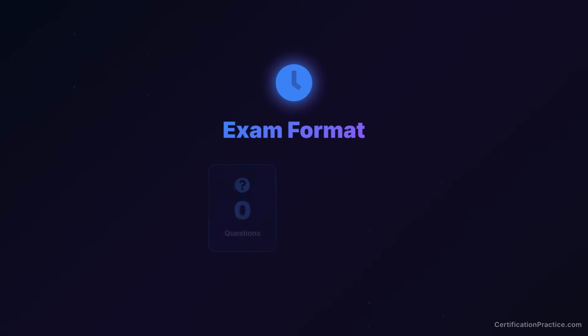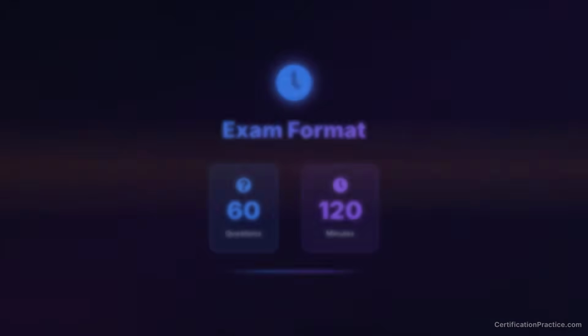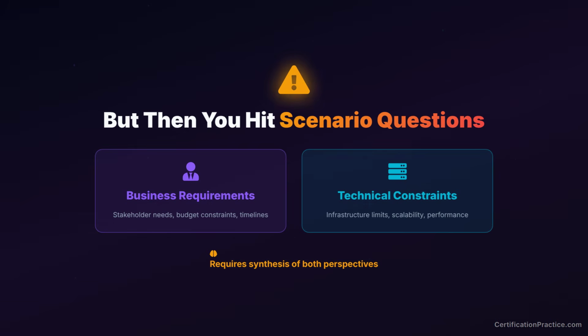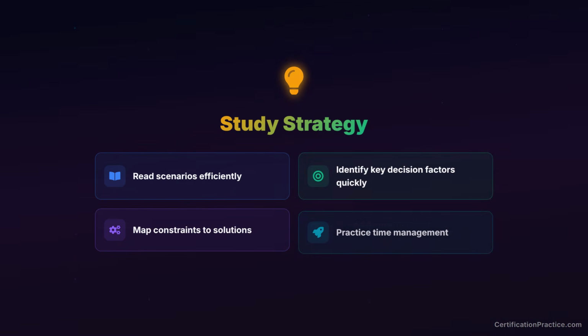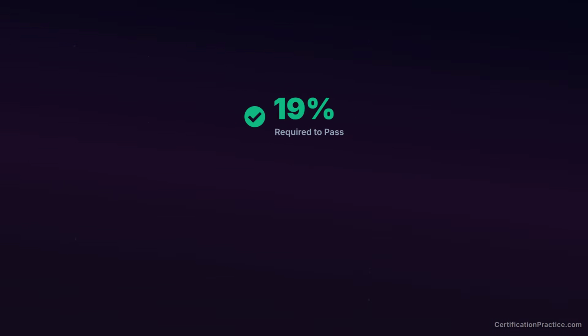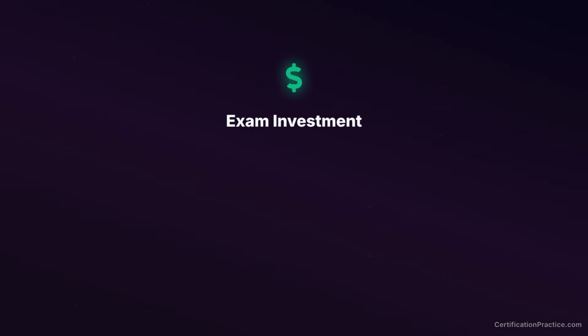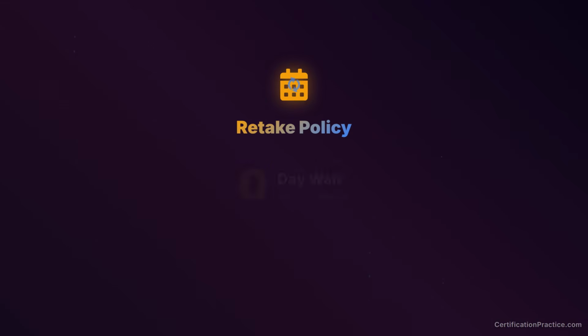The format gives you 60 questions over 120 minutes. That sounds comfortable until you encounter lengthy scenario descriptions requiring synthesis of business requirements and technical constraints. Practice reading scenarios efficiently and identifying key decision factors quickly. You need 70% to pass. Scoring happens across the entire exam, so balanced understanding across all 6 areas serves you better than deep expertise in just 1 or 2. The exam costs $200, with a 14-day wait after failed attempts.